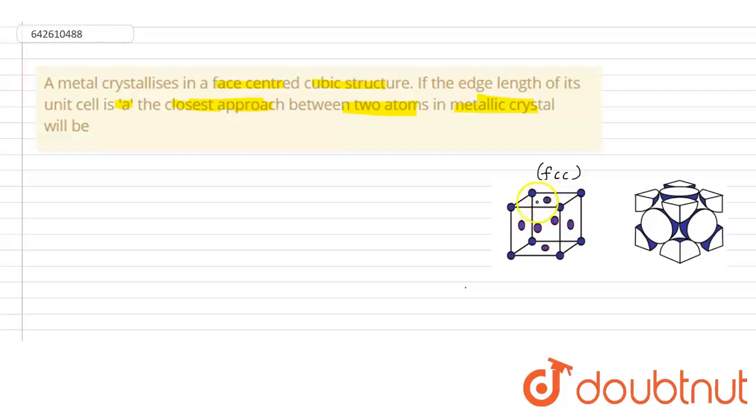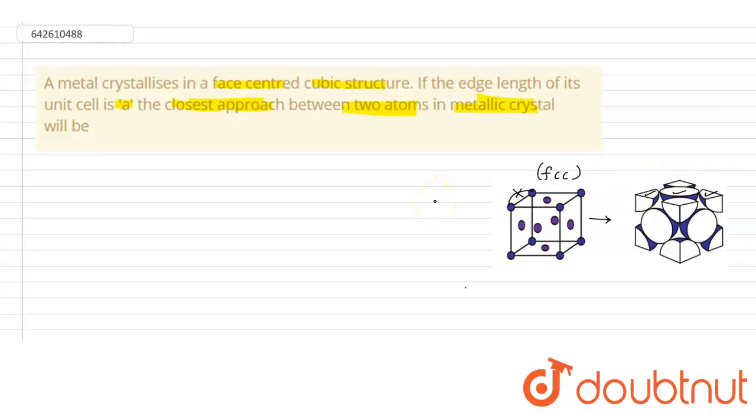Here you can see the atoms which are in the corners. You can see clearly that the corner atoms do not touch each other. The atom which is touching is the face atom, and the corner atom is touching the face atom. So these two corner atoms are not touching.